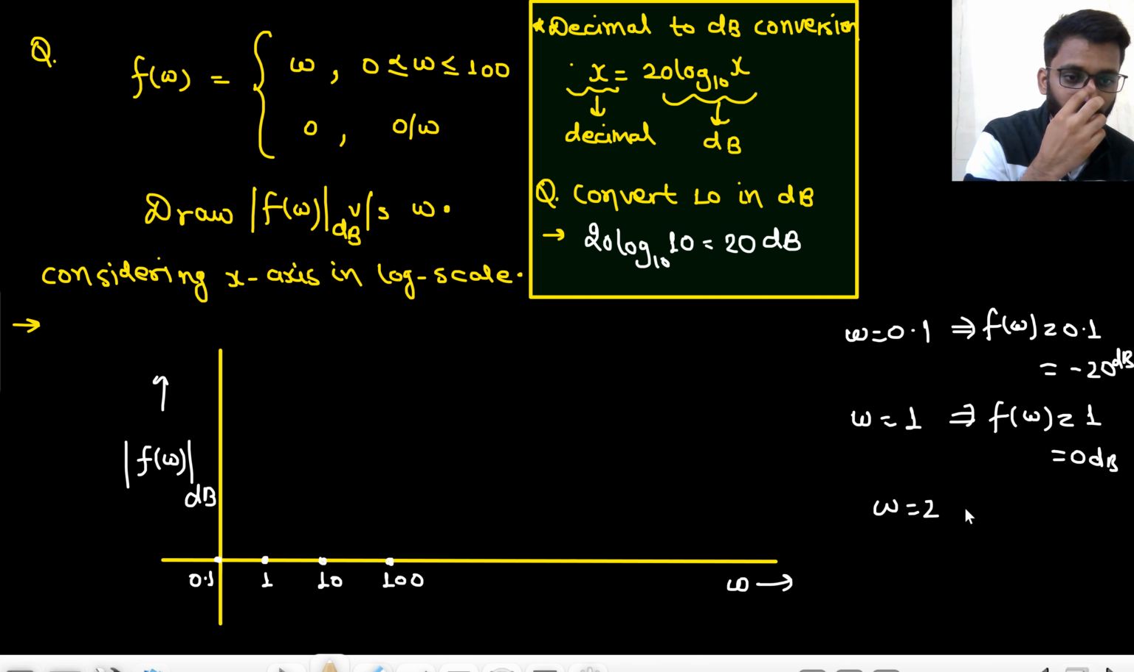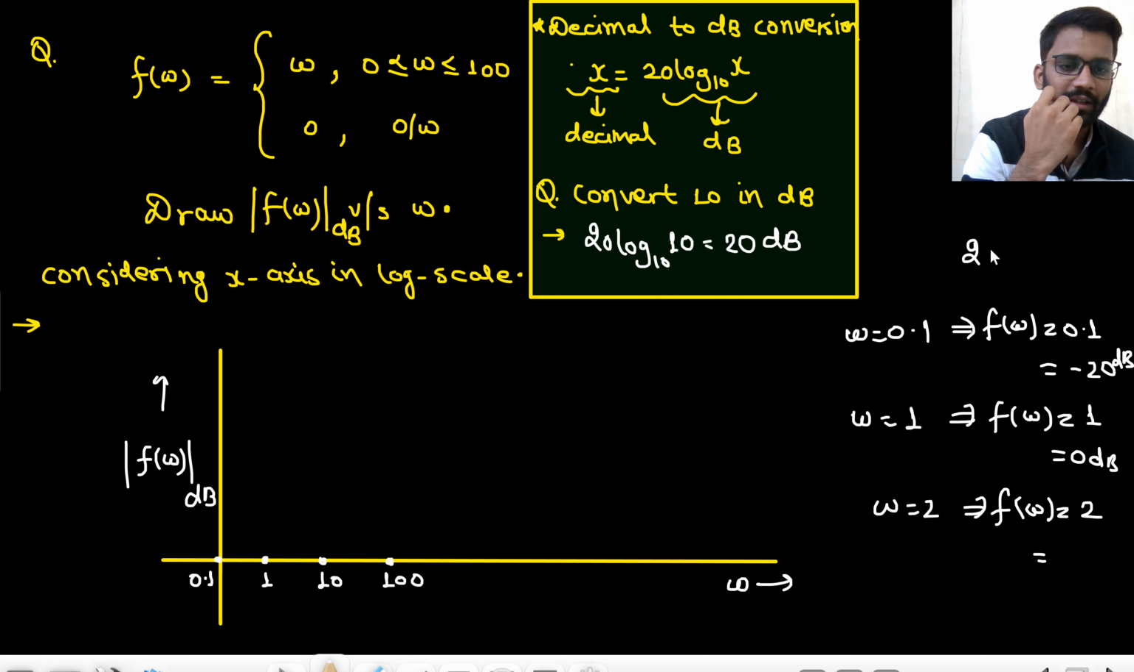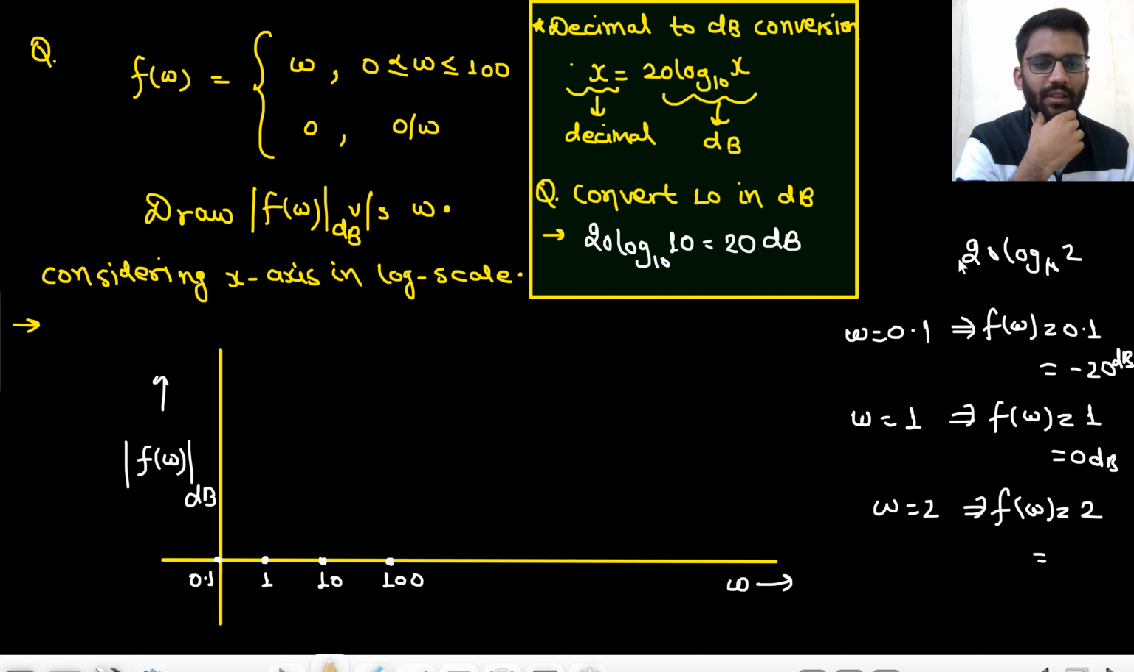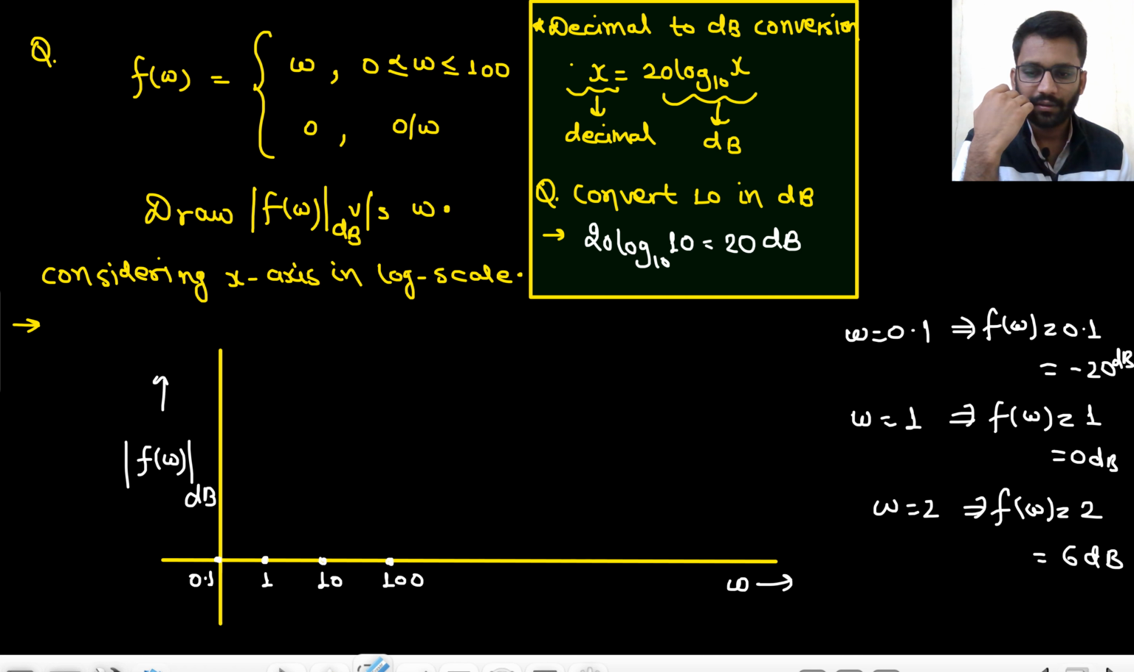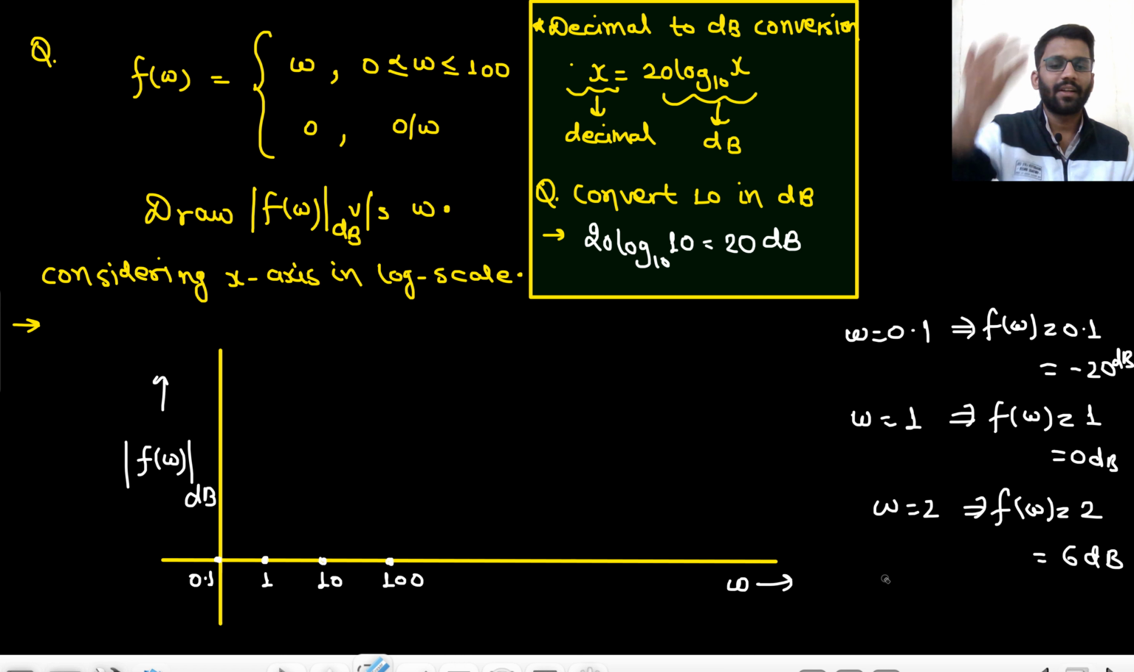At omega equals 2, what is f of omega? It is 2 only. So what will it be in dB? 20 log 10 of 2. So it will be 0.3 into 20. It will be 6 dB. You can calculate it in the calculator. Why am I writing omega equals 2? That will not come into this graph. But okay, I just wrote it.